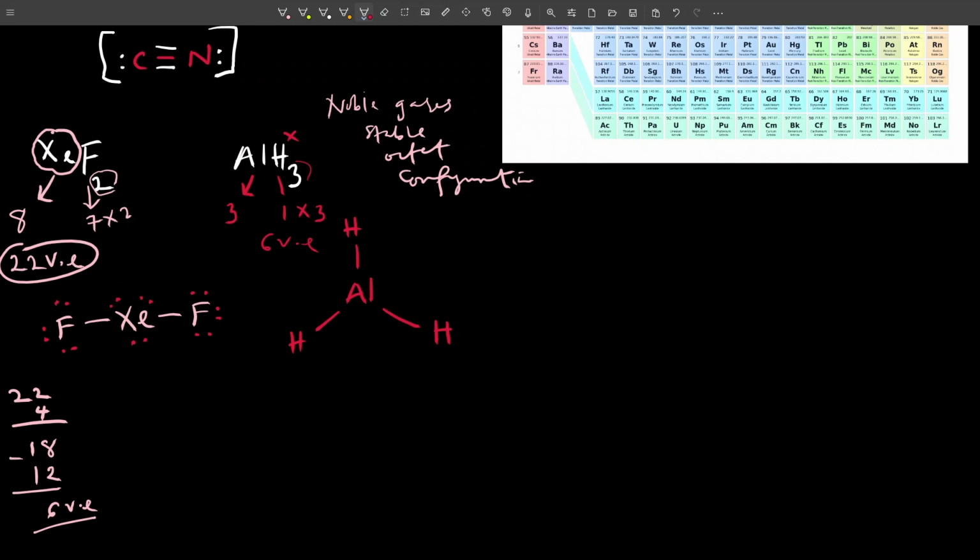Okay, now you know what we do. We subtract the number of electrons. We have 2, 2, 2, that's 6. Subtract 6 from 6. That will give me 0. Wow. So we don't have any electrons to assign to the central atom.